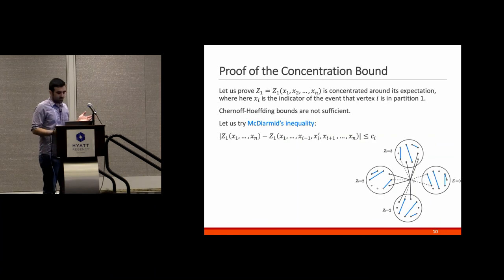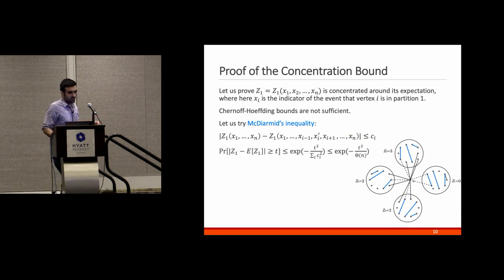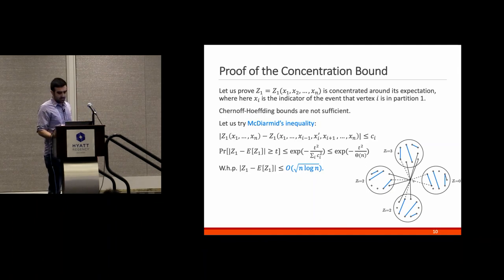So what McDiarmid's inequality gives us, this upper bound, comes from this inequality: the probability that Z1 deviates from its expected value by an additive factor of t is smaller than e to the minus t squared over the sum of these ci's. Each of these ci's is a constant, so the denominator becomes theta of n. So what this gives us is that the deviation is no more than root n log n with high probability, right? So each Z is within an additive factor of root n of its expected value.